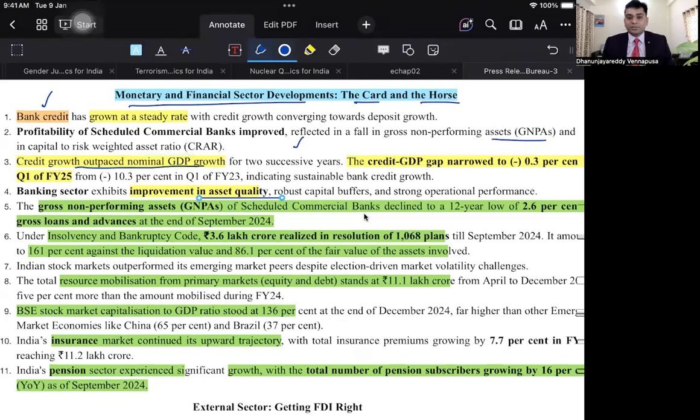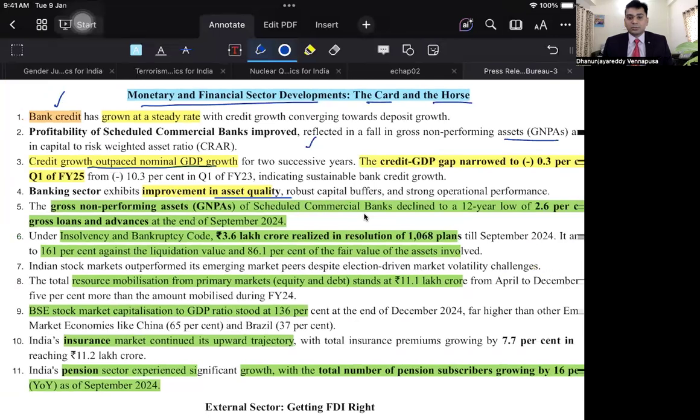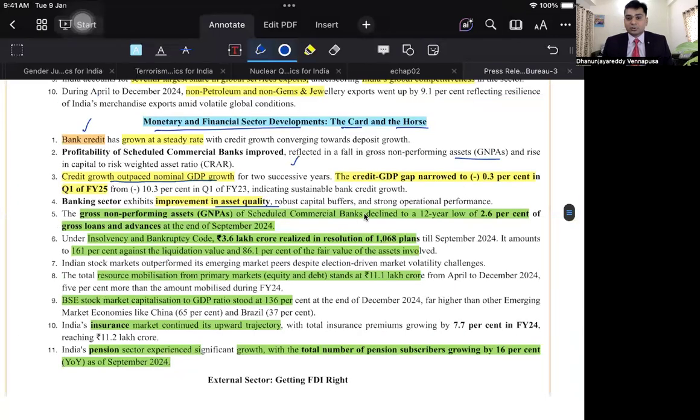The gross NPAs of the scheduled commercial banks stand at 2.6% of total loans. The Insolvency and Bankruptcy Code has recovered almost 3.6 lakh crore through the resolution of 1068 plans. The Indian stock markets are performing decently well amidst global economic uncertainties. Coming to the primary markets, the total primary market resource mobilization is around 11.1 lakh crore in the country, and both the Bombay Stock Exchange capitalization and the National Stock Exchange capitalization have increased.